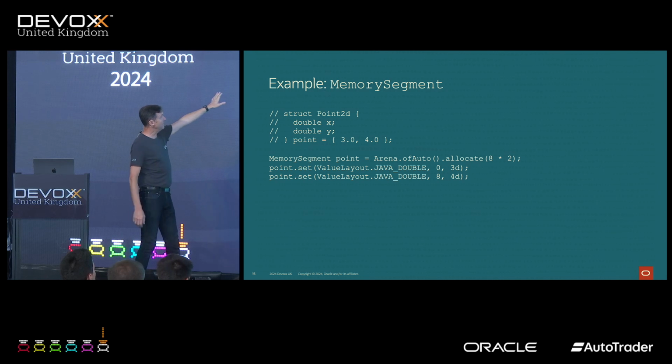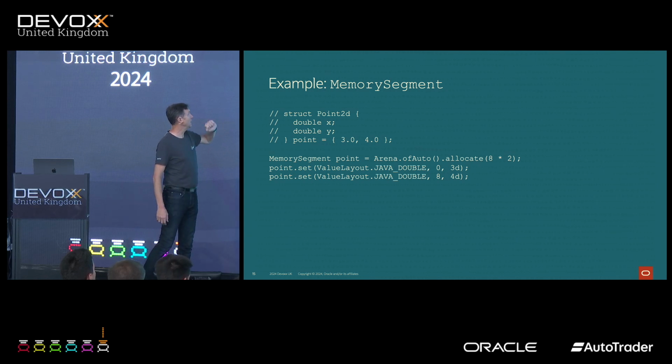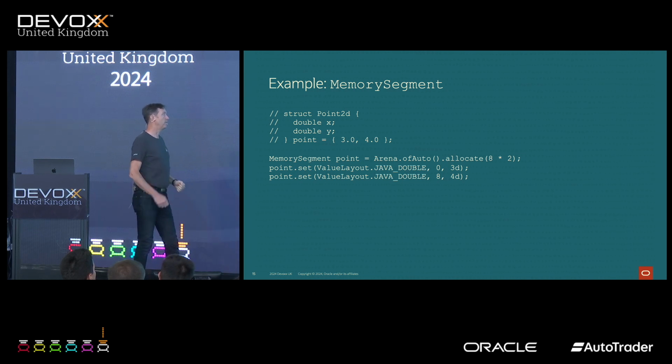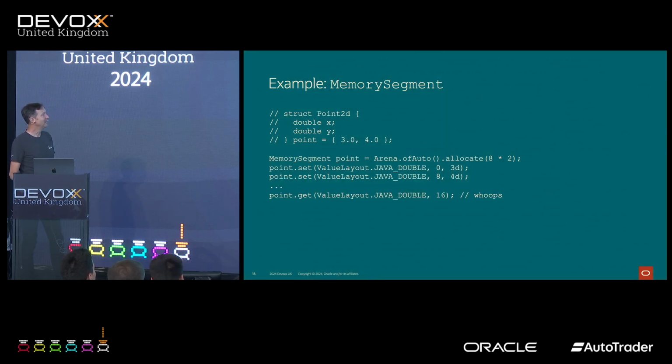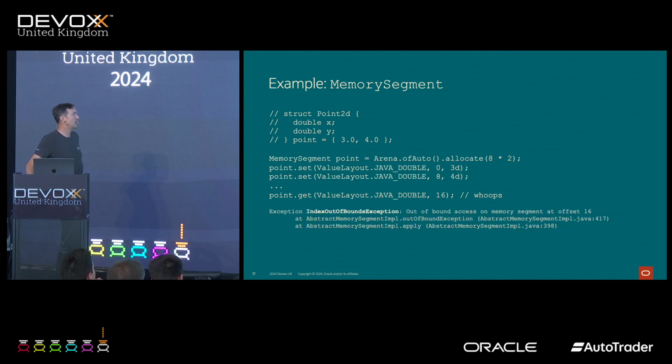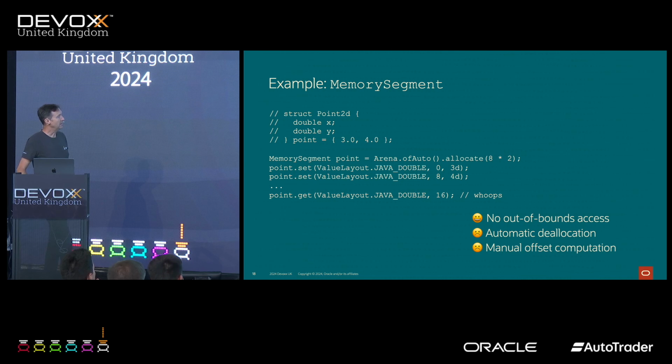And then I set the value for a double at position 0 to 3, and a double at position 8 to 4. It's going to improve, but I just want to show you how you can do it the mechanical way. And now, if I want to access something outside this area, I will get an index out of bounds exception, rather than just reading or writing to some random memory position. So this is a huge security improvement compared to working with raw pointers. So no out of bounds access, but there is no automatic deallocation here, because the Arena.ofAuto is delegating to the garbage collector, and we have to use manual offset computation.